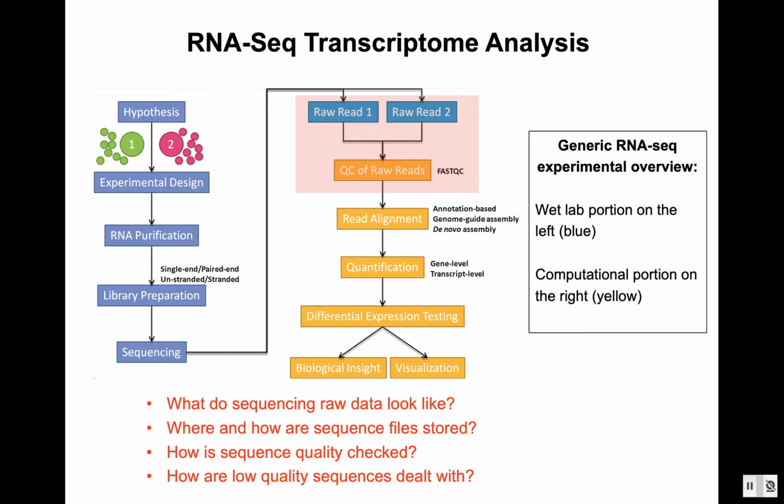Okay, so in my genomics class, we typically talk about the overview of a generic bulk RNA-seq transcriptome analysis, and where we always start is with the QC of the raw sequencing reads that come out of the sequencer. And this is important not just for RNA-seq experiments, but really for any sequencing experiment, whether it's genome sequencing, RNA-seq, ChIP-seq, metagenomics, etc. You always want to check the quality of the reads to make sure that they are high quality.